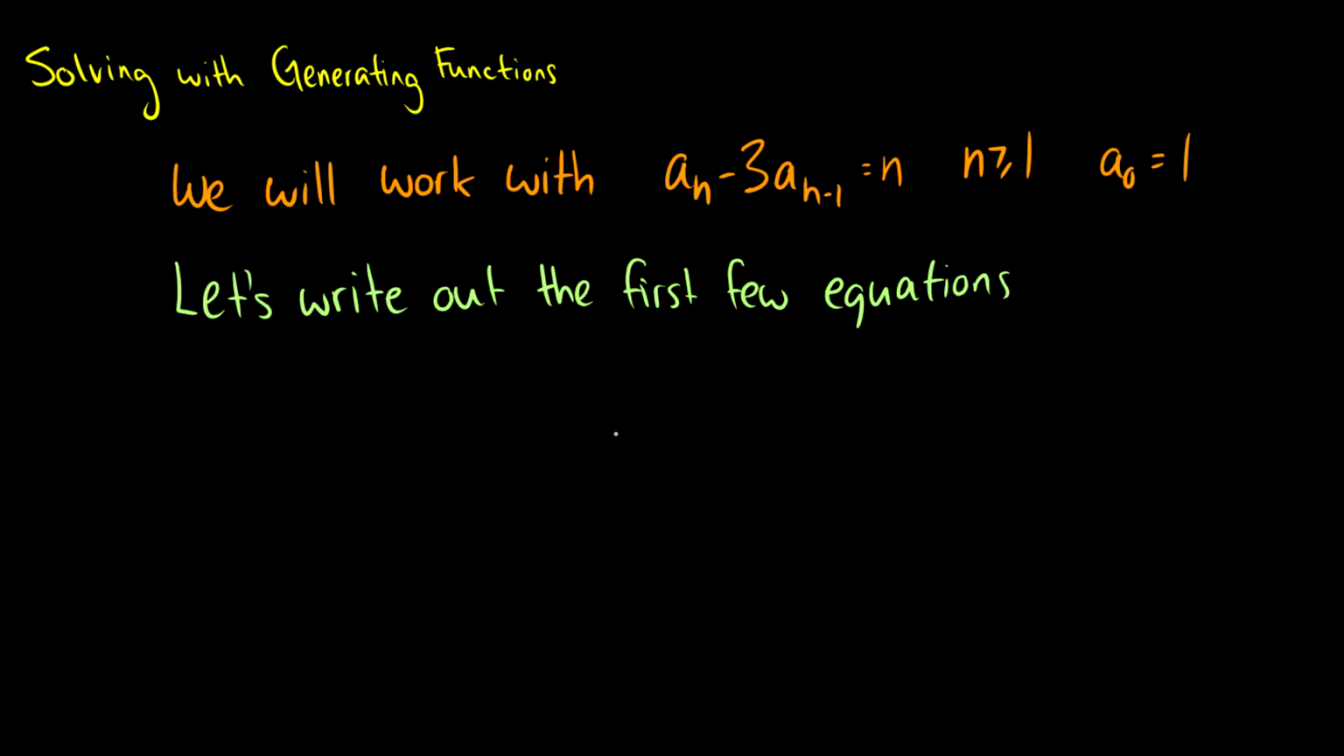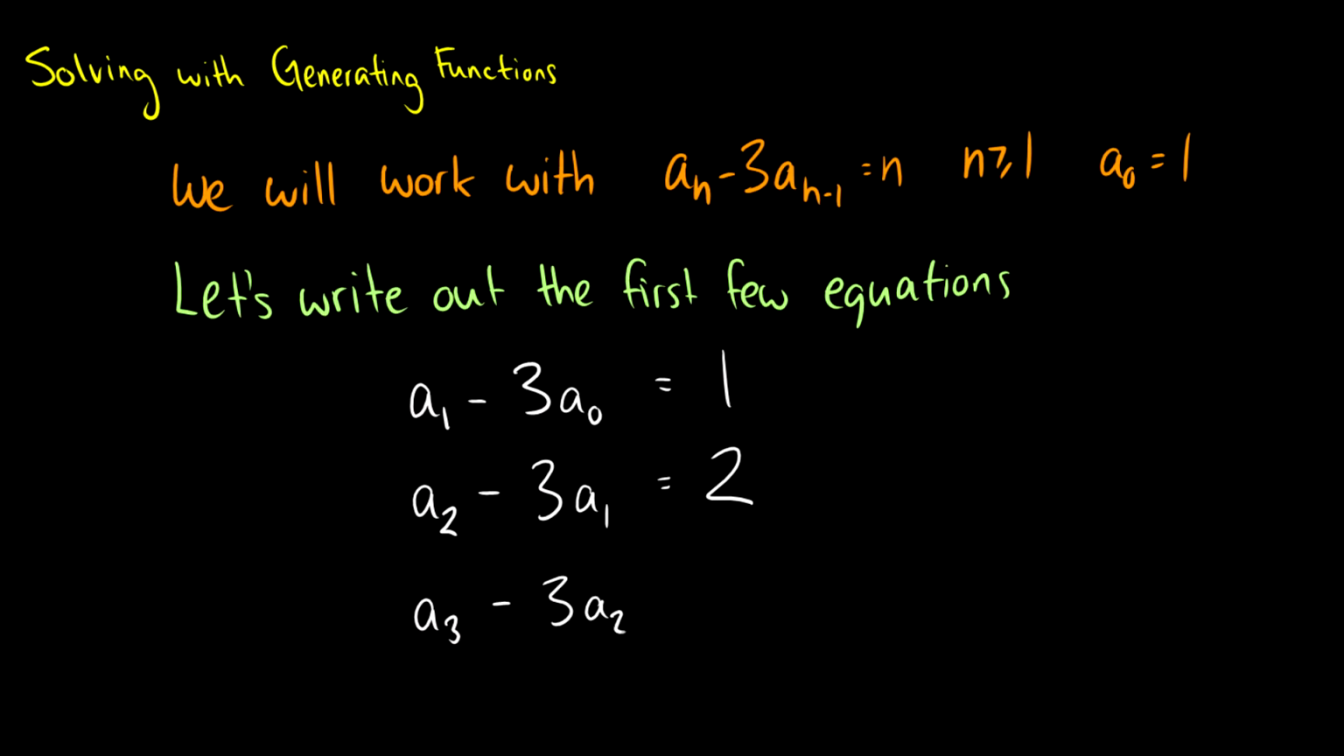So let's write out the first few equations of how this looks. We have a1 minus 3a0 is equal to 1. We have a2 minus 3a1 is equal to 2. a3 minus 3a2 is equal to 3. So just substituting in some values for n, we get this nice little sequence.